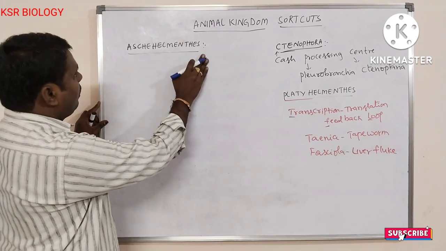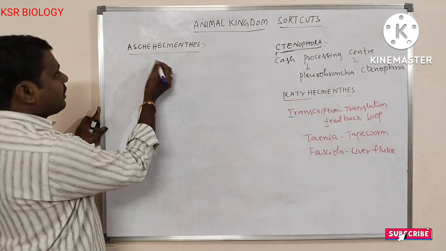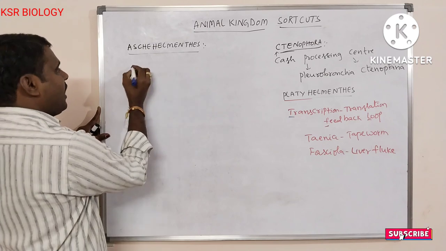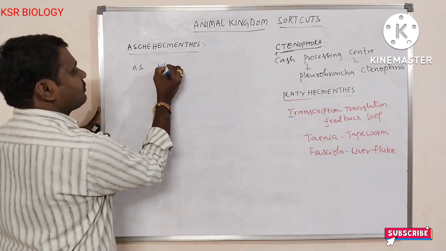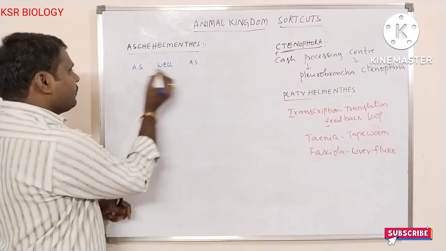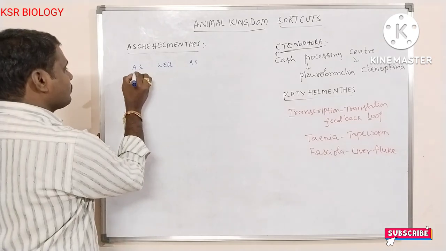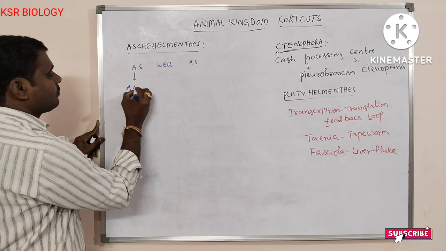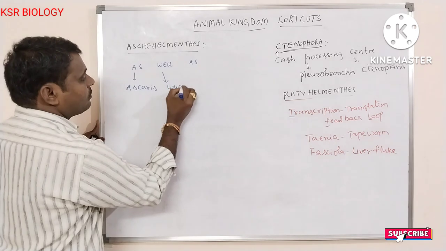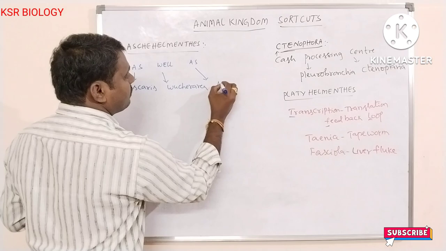The next phylum is Aschelminthes or Nemathelminthes. We can remember the examples of Aschelminthes with the help of a simple statement: Ask the elementist. Here, A stands for Ascaris, W stands for Wuchereria, and A stands for Ancylostoma.